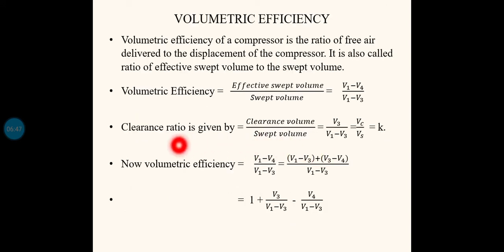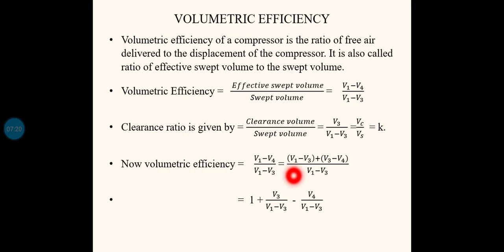Now from the definition we know that clearance ratio is given by clearance volume by swept volume. Clearance volume is the volume V3 and swept volume is V1 minus V3. So this is equal to V clearance by VS, S stands for swept, and it is simply written as K, small letter K. Short form of the clearance ratio is K. So clearance ratio is clearance volume by swept volume, V3 by V1 minus V3. So this expression for volumetric efficiency can be written as V1 minus V4 by V1 minus V3.